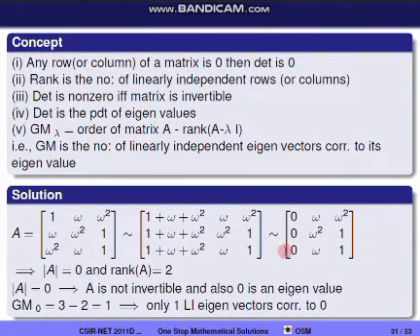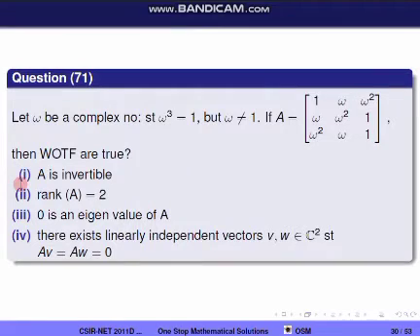And here rank is equal to the number of linearly independent columns, which is equal to 2. Determinant of A equal to 0 implies A is not invertible, and also it implies 0 is an eigenvalue because determinant is the product of eigenvalues. Now I am finding the geometric multiplicity of 0, which is equal to order of the matrix minus rank of the matrix, that is 3 minus 2, which is equal to 1. Therefore, there is only one linearly independent eigenvector corresponding to 0. So now we'll check the correct options. The correct options are 2 and 3.